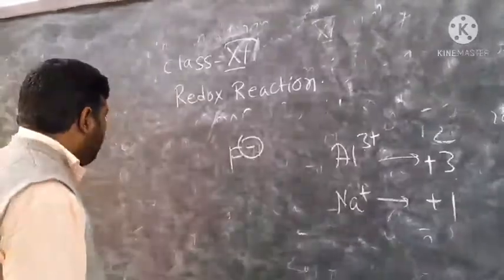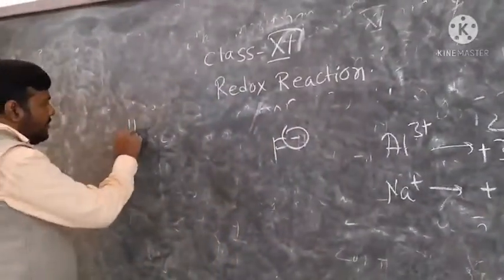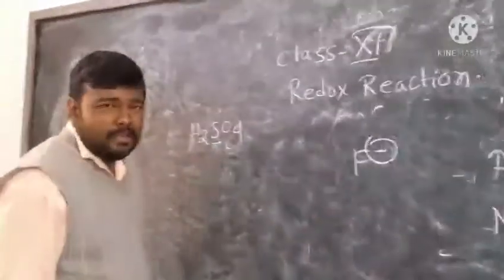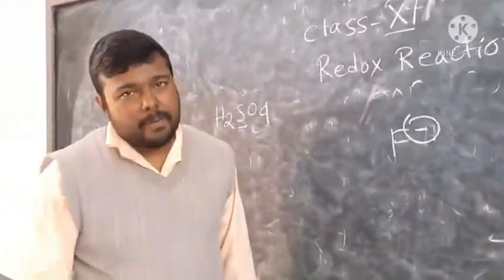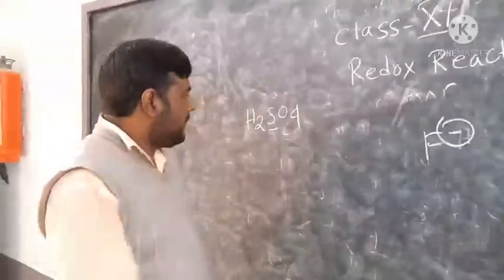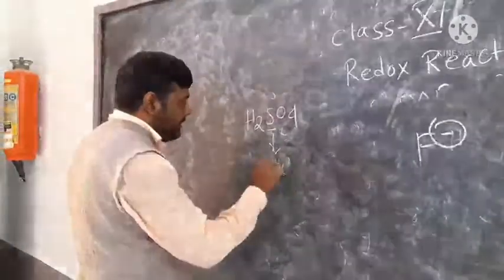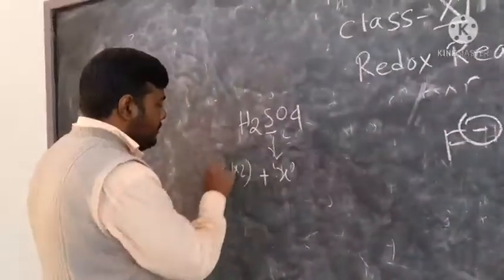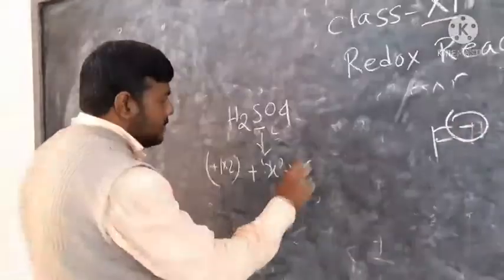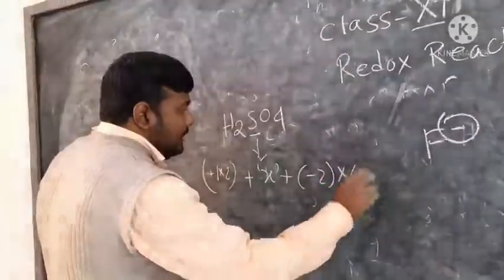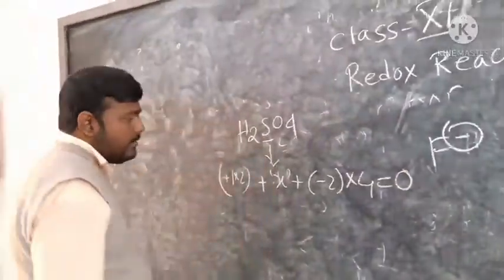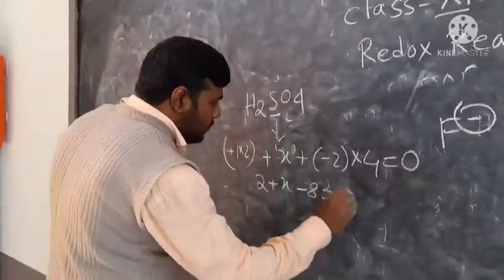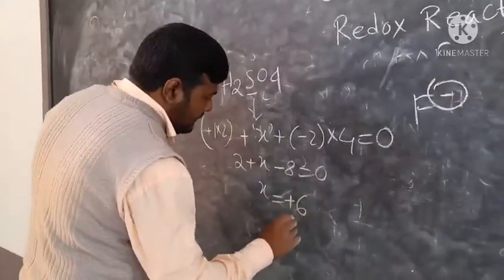Let us see how to find out the oxidation number in an unknown compound. Just like I am taking here the example of H2SO4. It has been asked here to find out the oxidation number of sulfur. So let us take the oxidation number of sulfur to be X here. Hydrogen is +1 into 2, plus X, plus oxidation number -2 into 4, that should be equal to 0. Now see 2 + X - 8 = 0, then X = +6.